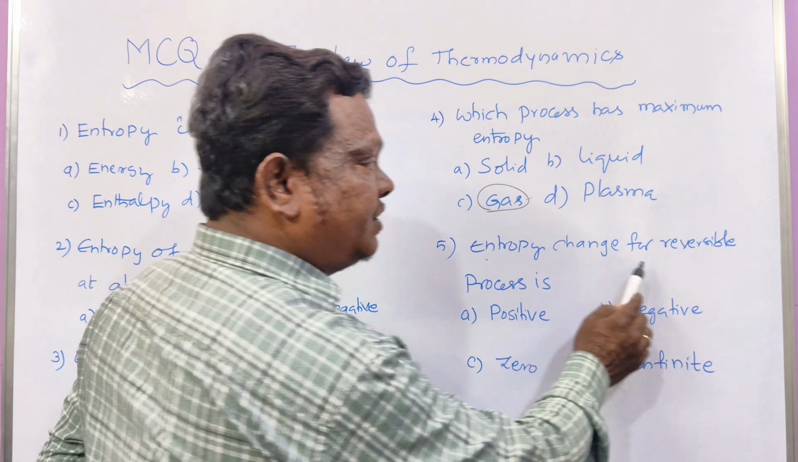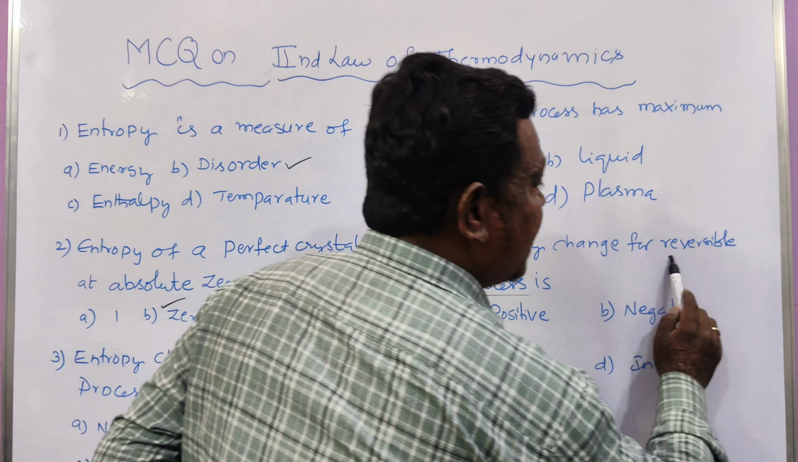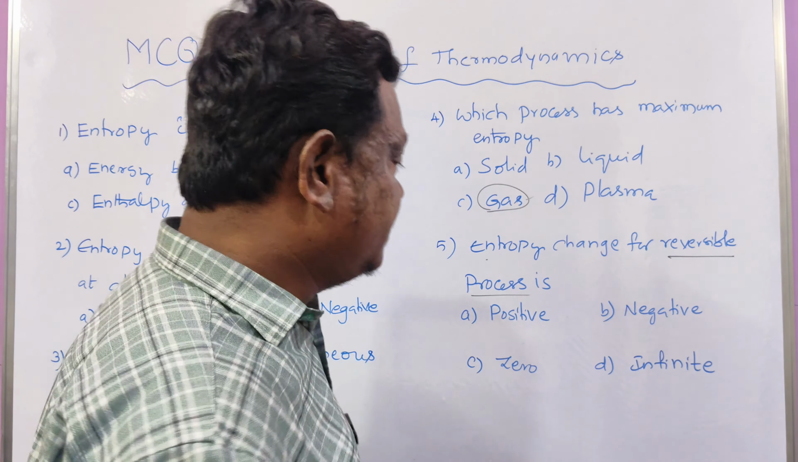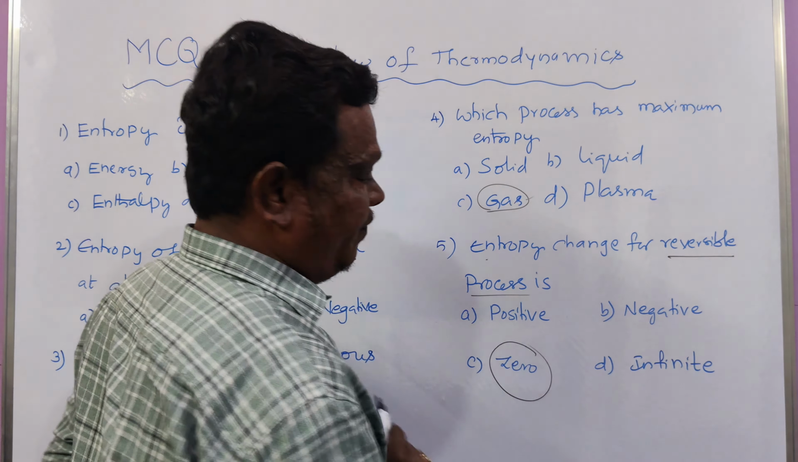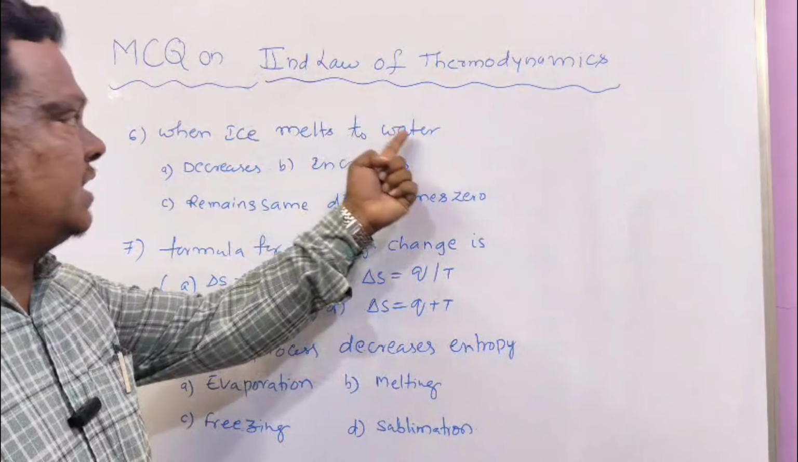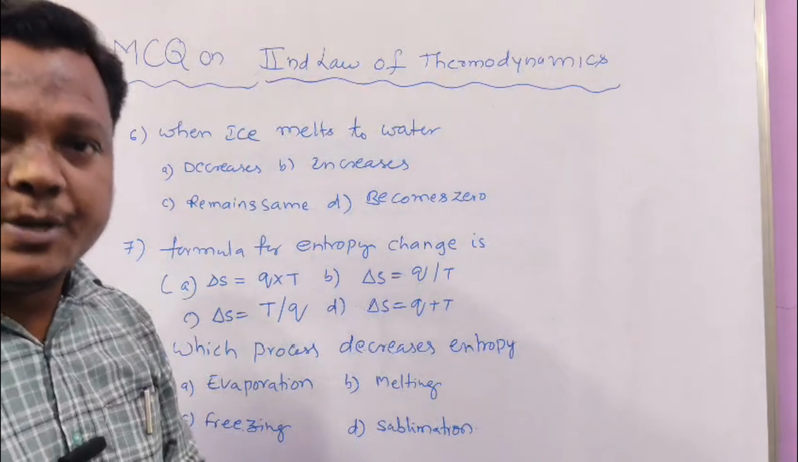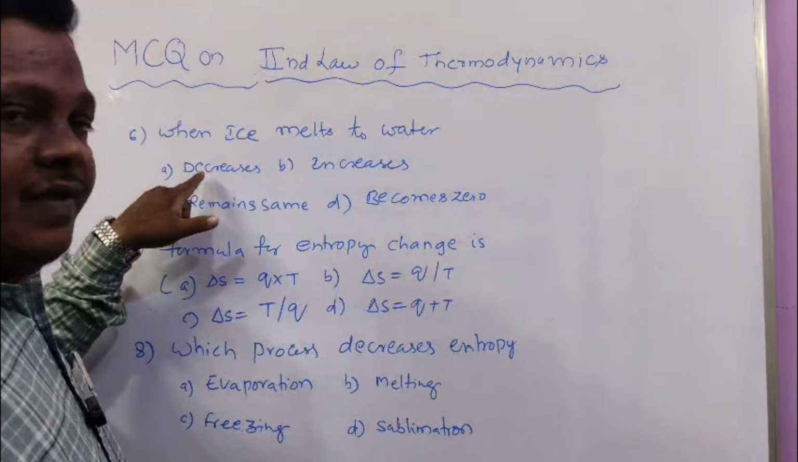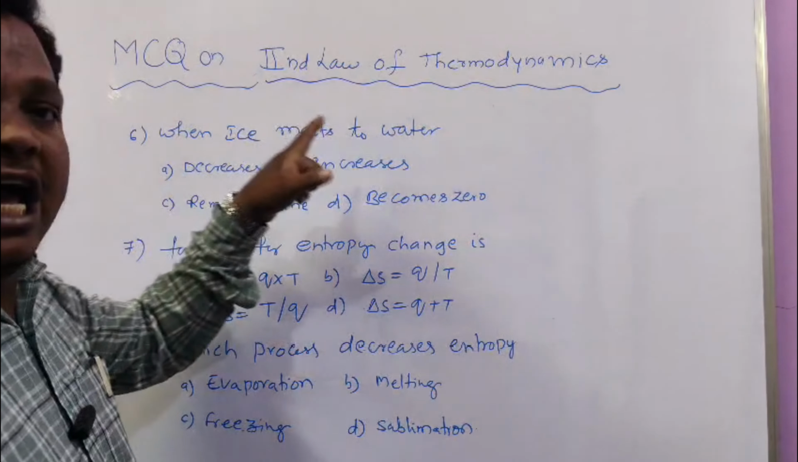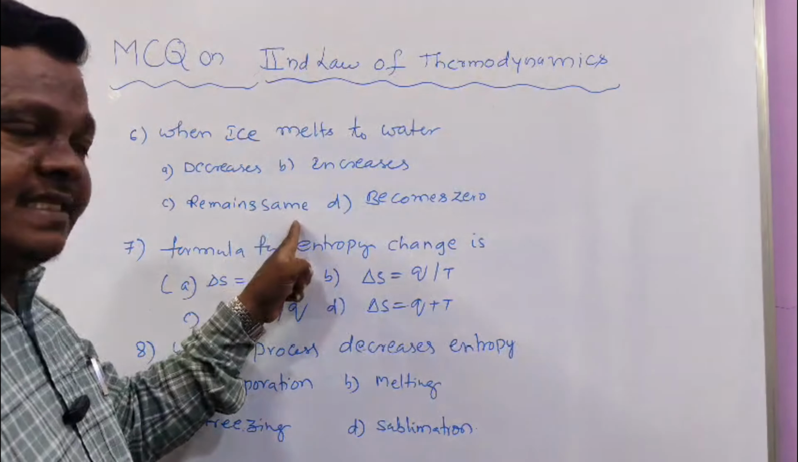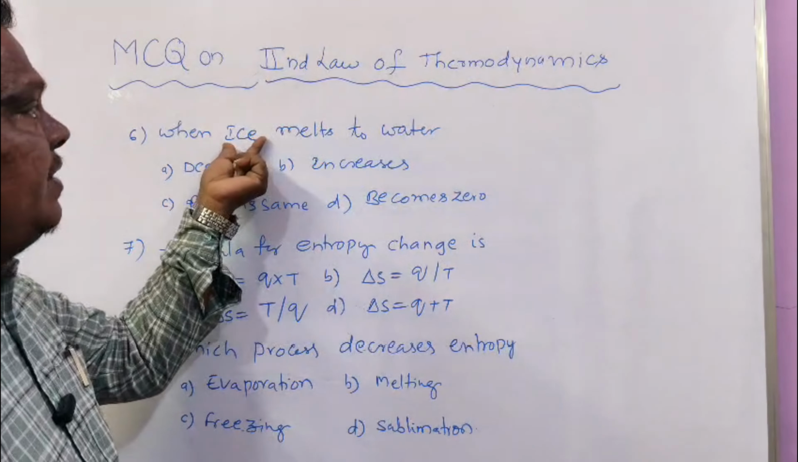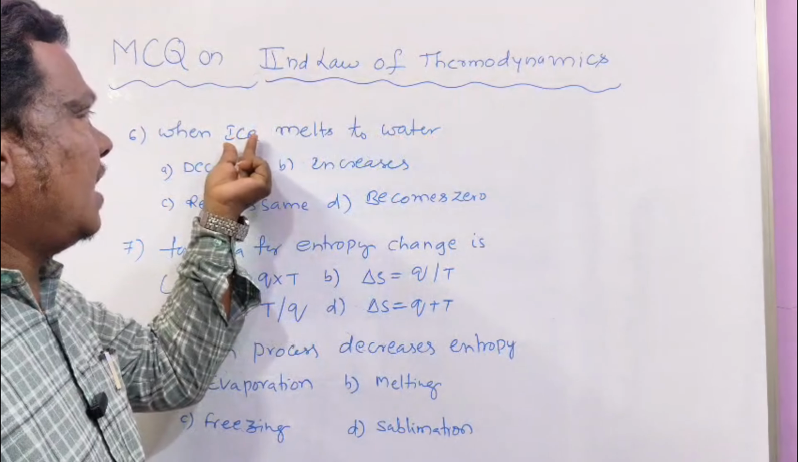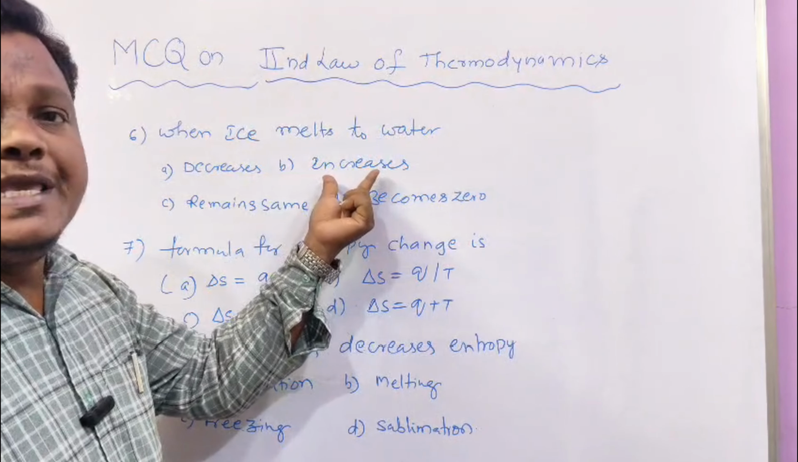And the next one, entropy change for a reversible process. Reversible reactions are equilibrium reactions. At equilibrium, the entropy change of the system is 0. Next, ice melts to water. What happens to the entropy? Whether it decreases, increases, remains the same, or becomes 0. You see, ice is a solid, water is a liquid. So solid to liquid, entropy increases.